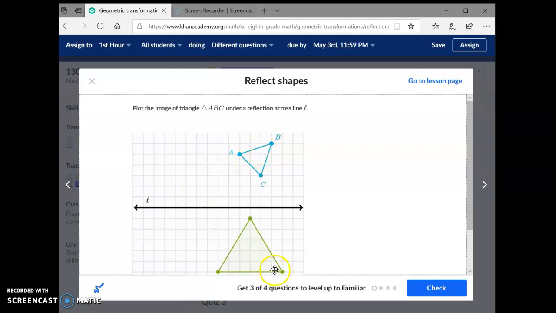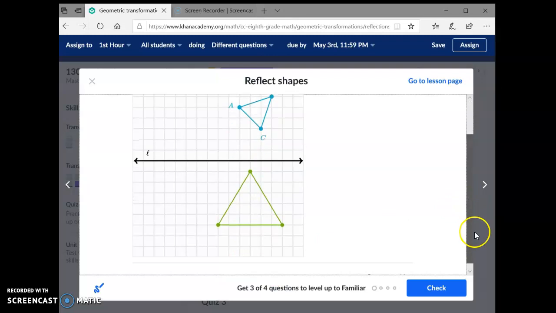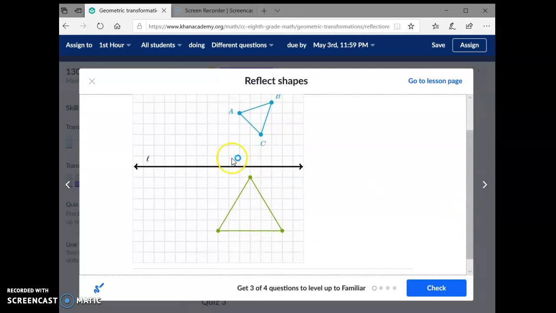This is what I like to do, and there are a few ways to do this, but I do each point separately. So for example, C. C is 1, 2, 3 away from the line L. So I'm going to go 1, 2, 3. So that's where C is. B is 1, 2, 3, 4, 5, 6, 6 points away. So now I'm going to do B.